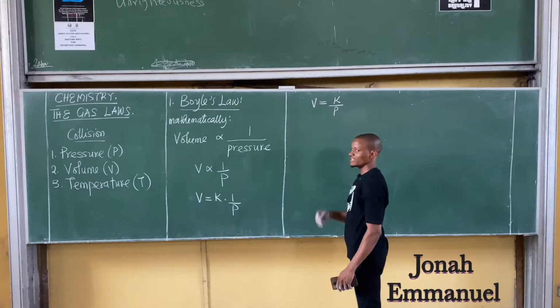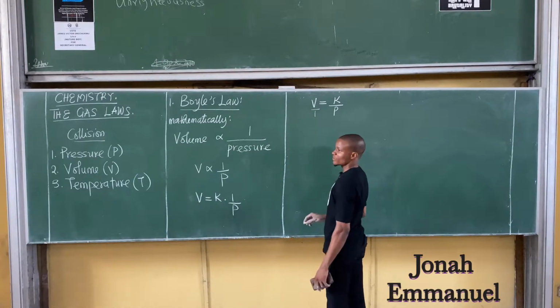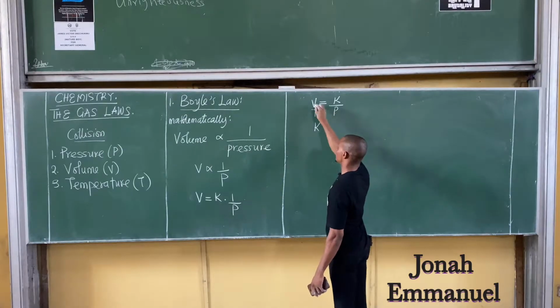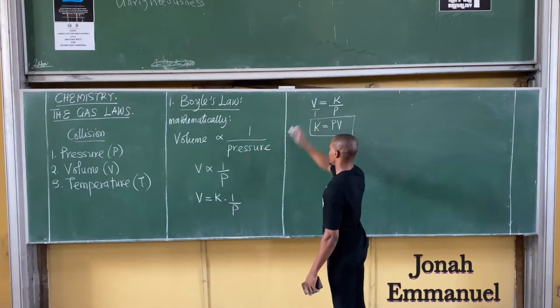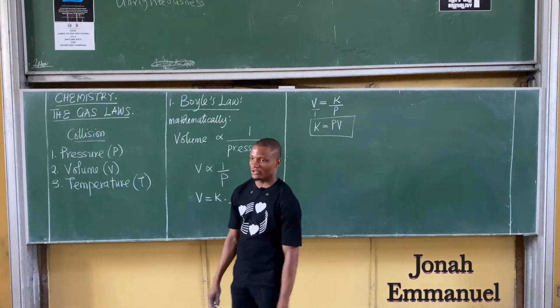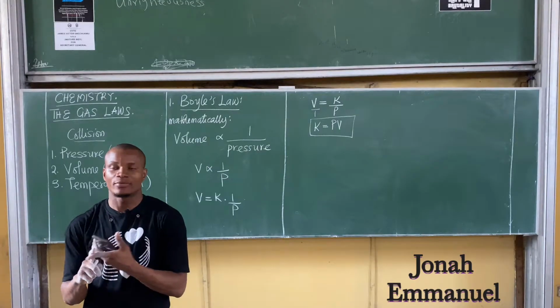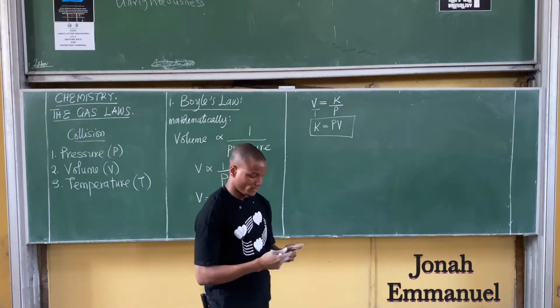What then is the expression for the constant? Cross multiply: K times 1 is K, equal to P times V, which is PV. This is the relationship for Boyle's law. The constant is equal to the product of pressure and volume. You can copy this down, please.